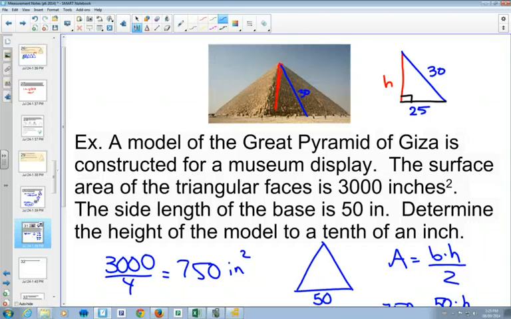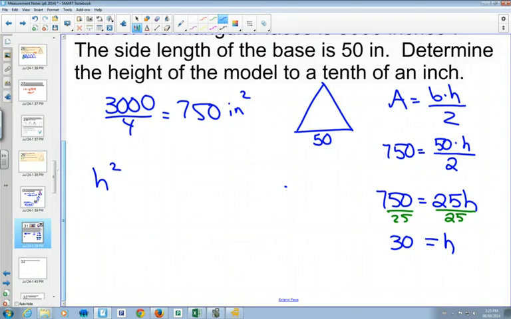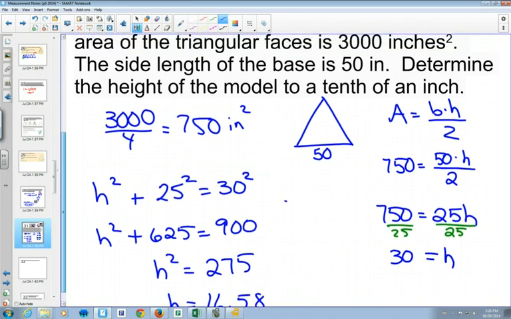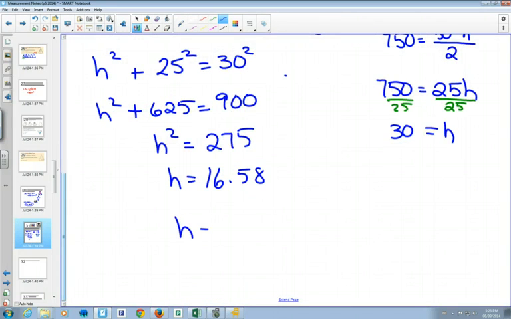So now, with that picture there, I know that a squared plus b squared equals c squared. 30 was the hypotenuse, so that goes by itself on one side. If I multiply these things out, 25 squared is 625. 30 squared is 900. Subtract 625 on both sides. And square root that. 16.58. Question said to the nearest tenth of an inch. So the height is approximately 16.6 inches.